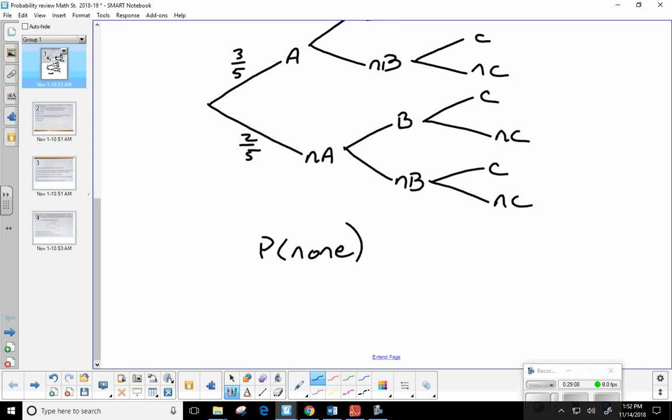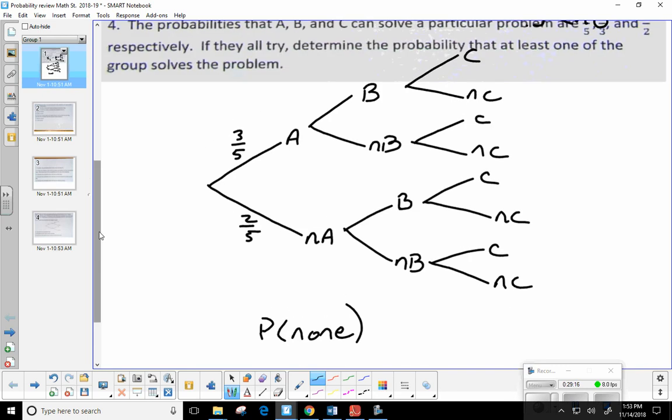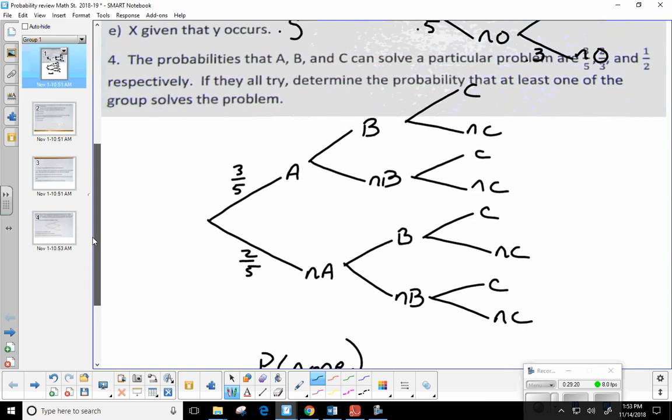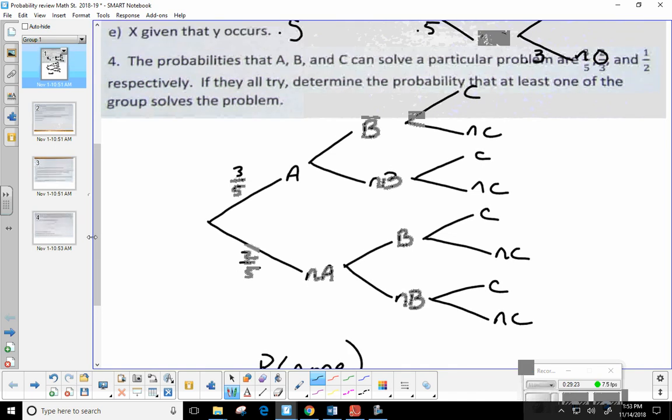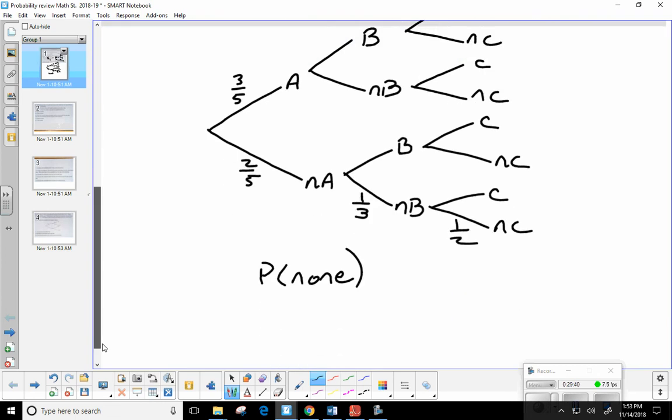Because you're going to use every branch except one, the very last one. Okay. And here's what it did. We know that there is a 2/5 probability that A will not solve it. B solving it was 2/3, so that means there's a 1/3 probability that B won't solve it. And then for C, there's a 1/2 probability he will, so I'm going to say there's a 1/2 probability that he won't. So the probability that none of them will solve it would be what? That would be 1/15. Okay.